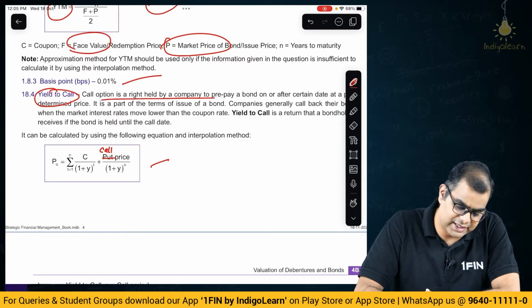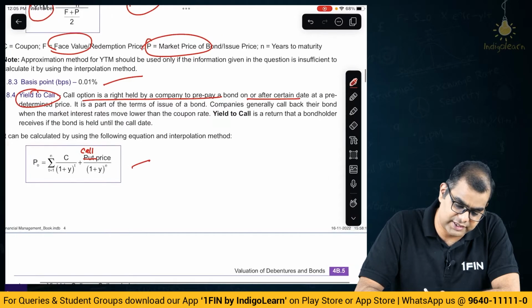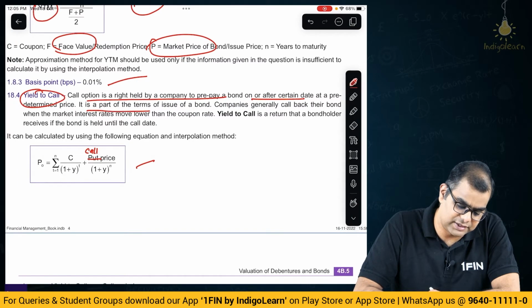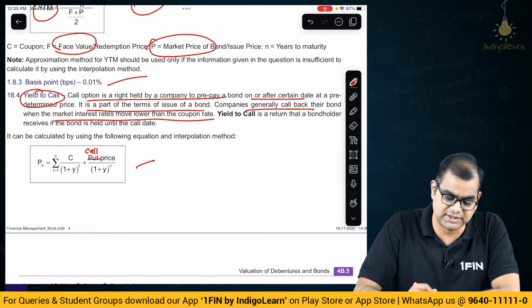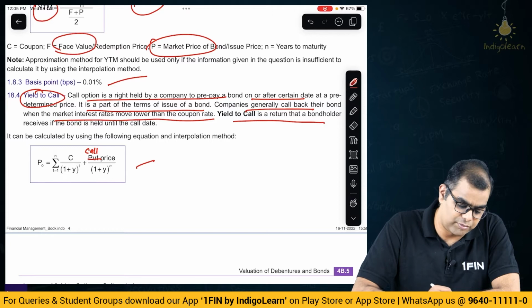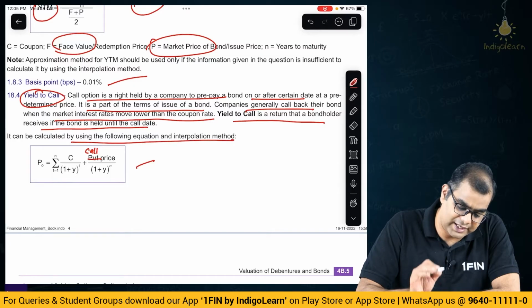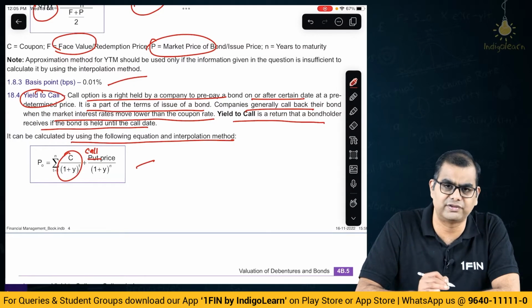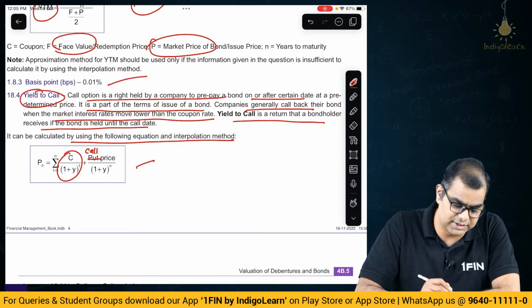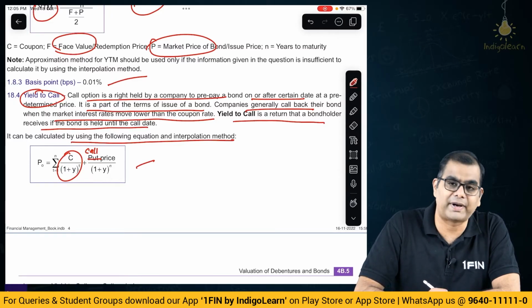So, the way this particular bond is priced, let us see. Call option is a right held by the company to prepay a bond after a certain date at a predetermined price. It is a part of the terms of the issue of the bond. Companies generally call back their bond when market interest rates move lower than the coupon rate, which is what I was telling you, 2% versus 7%.